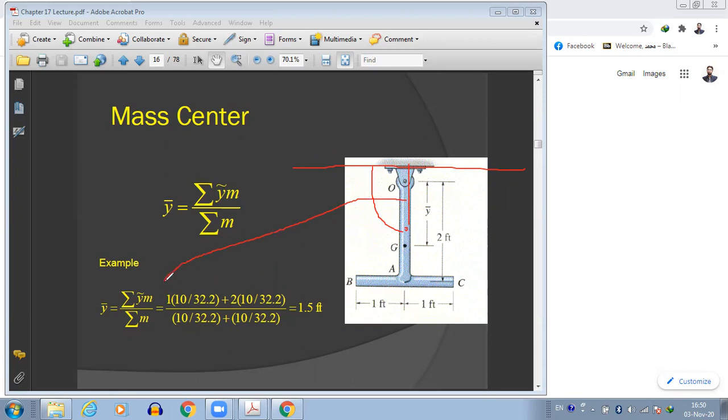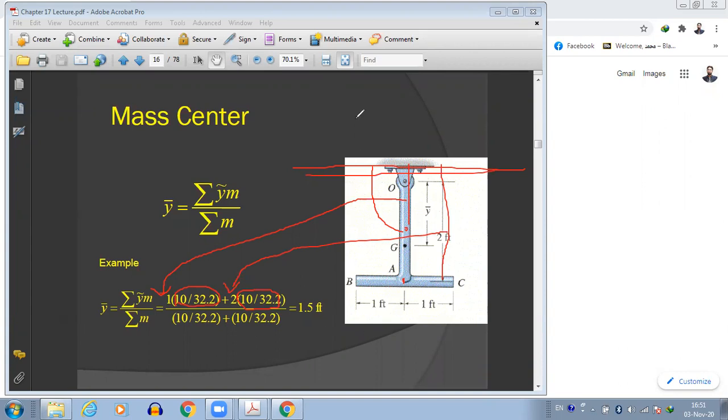So 1 foot multiplied by the mass of this object, plus the mass center for the second object. The second object is BC, its mass center will be here, and the distance from our reference is 2 feet. So we put 2 feet here, multiplied by the mass of the second object. We have the summation of mass centers multiplied by the mass, divided by the summation of individual masses. We just need it in the y direction.